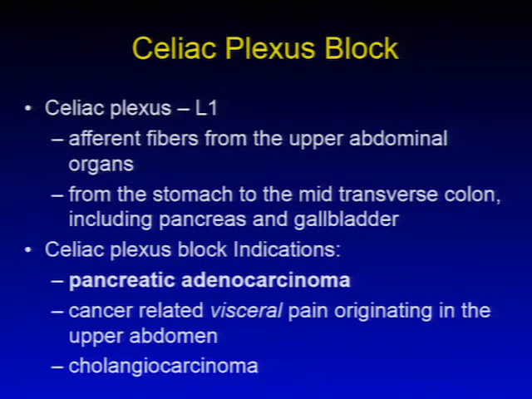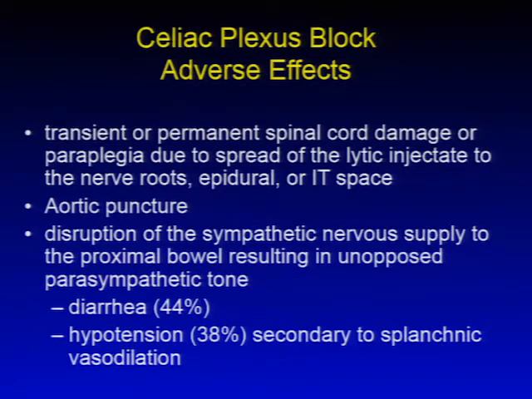Other types of nerve blocks that are done include a celiac plexus block. This is typically done at L1. The celiac plexus carries afferent fibers from the upper abdominal organs that range from the stomach to the mid-transverse colon, including the pancreas and gallbladder. Celiac plexus block indications are typically for pancreatic adenocarcinoma or any cancer-related visceral pain originating in the upper abdomen, including a cholangiocarcinoma.